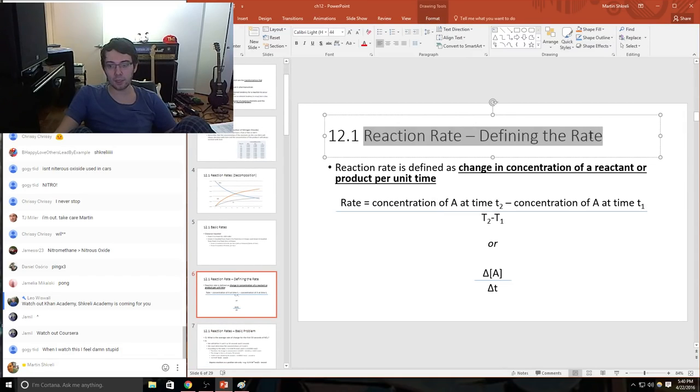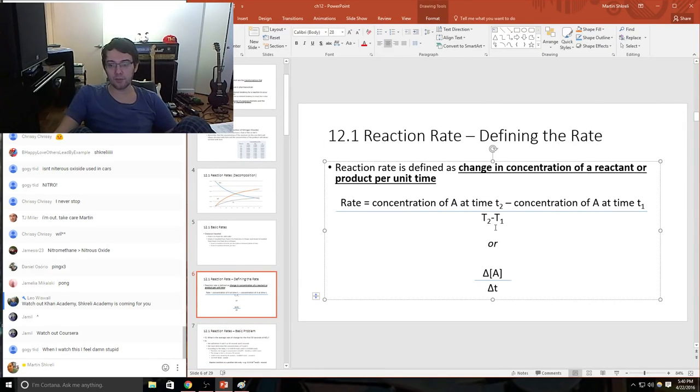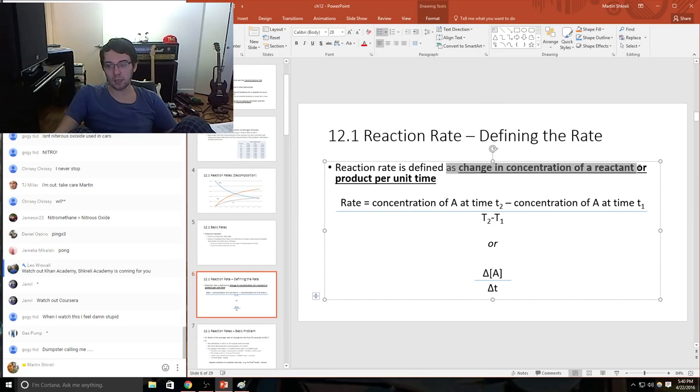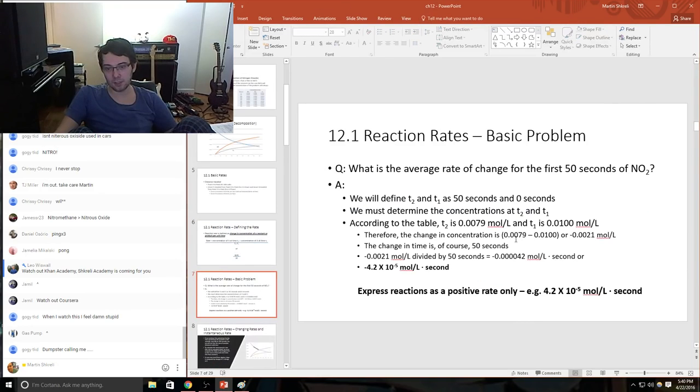So the reaction rate is the same thing. We're going to define the change in the concentration of a reactant or a product. I'm going to call that delta A, whatever the A could be. It could be nitrogen dioxide, it could be oxygen, it could be nitric oxide, and then the change in time. So let's look.